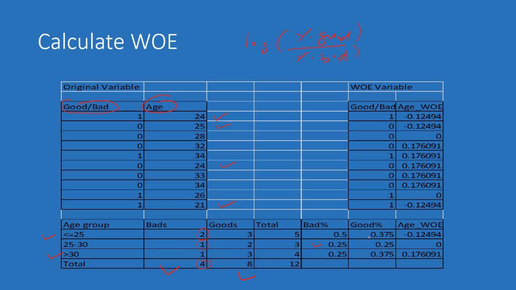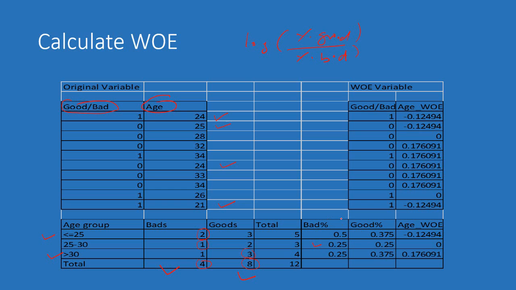Similarly, we can do the same thing for the percentage of good. We have got 3 goods in the age group of less than or equal to 25, and the total number of goods in the sample is 8. So 3 by 8 is 0.375. Similarly, for the next age group, it's 2 by 8, 0.25, and for the last age group, which is greater than 30, we have got 3 goods, and the total number of goods is 8. So 3 by 8 is 0.375.